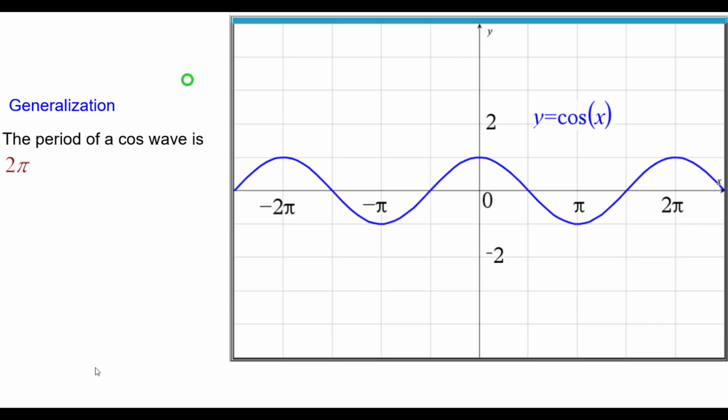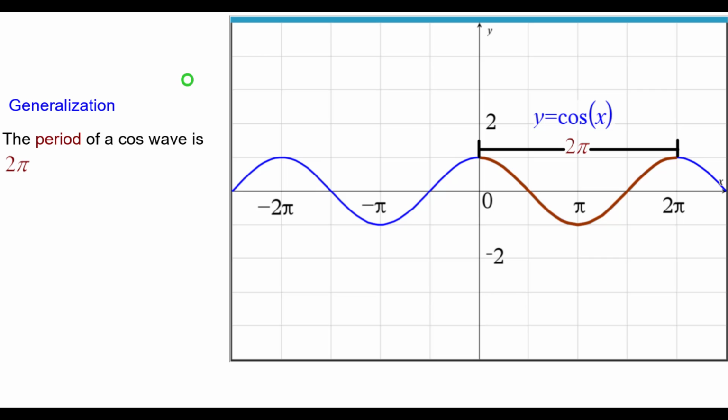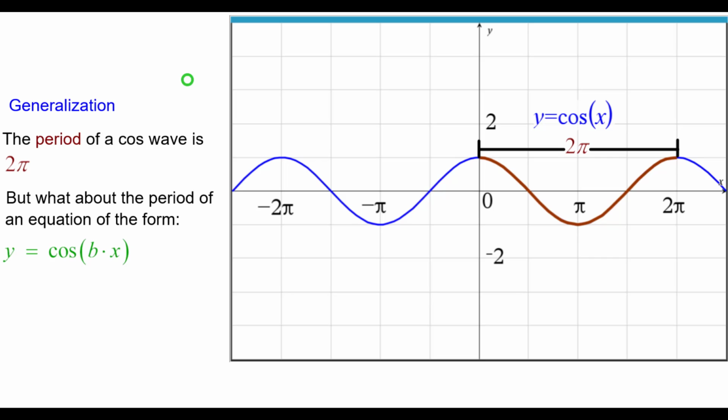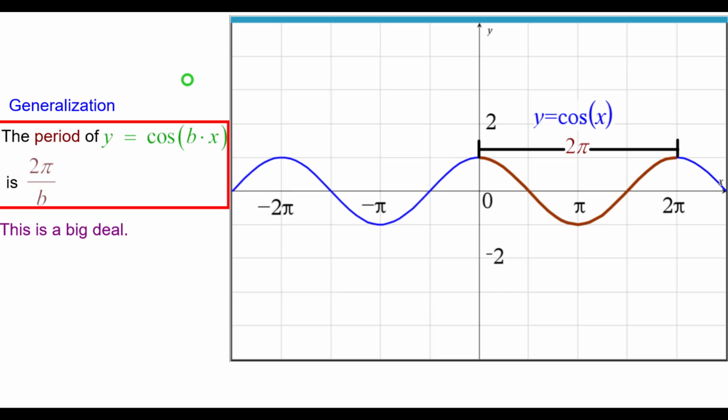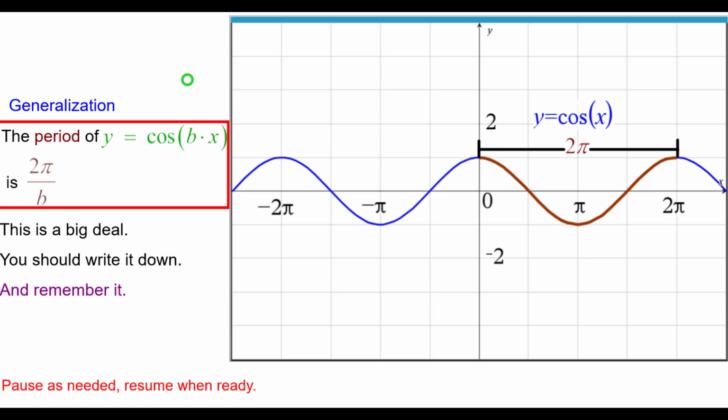Now, generalization. The period of a cosine wave is normally 2 pi. But what about the period of an equation of the form y equals the cosine of the quantity, some constant b times x? Since b affects the period inversely, the normal period is multiplied by the reciprocal of b, and that is, the period of y equals cosine of the quantity b times x is 1/b times 2 pi, which is the fraction 2 pi divided by b. So this is a big deal. We suggest you write it down to remember it. Pause to do that.